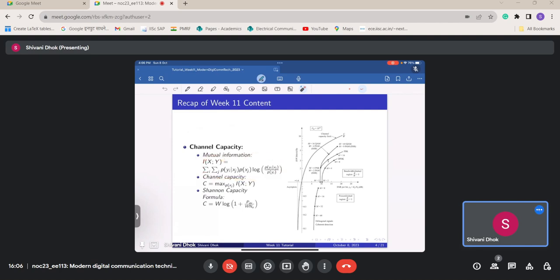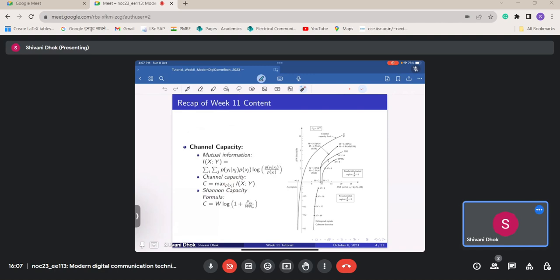And what it says is basically it indicates how much information does a random variable y give me about x, or how much information does a random variable x give me about the random variable y. And the channel capacity is obtained by maximizing this mutual information over all possible distributions of the input.